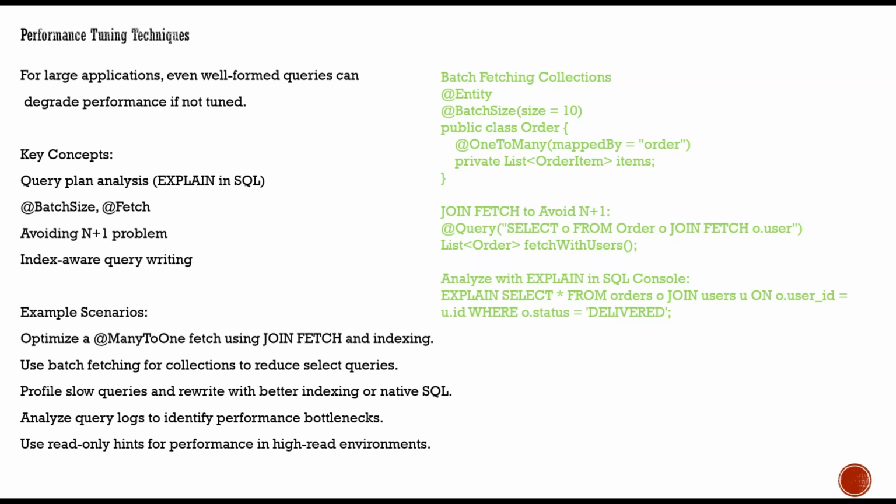There might be situations where we want to optimize many-to-one fetching using join fetch. We can use batch fetching for collections to reduce the select queries. You can profile slow queries, and also rewrite them with better indexing and native SQL queries. You can analyze which particular query is performing slowly and remove the bottleneck. You can also use read-only transactions to increase performance for a high number of reads in your environment. Now if you see, we can make use of @BatchSize when you're using one-to-many, and then you can make use of join fetch. You should avoid the N+1 problem. Also you can use EXPLAIN in SQL.